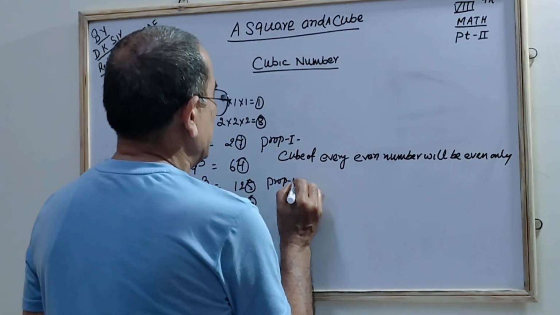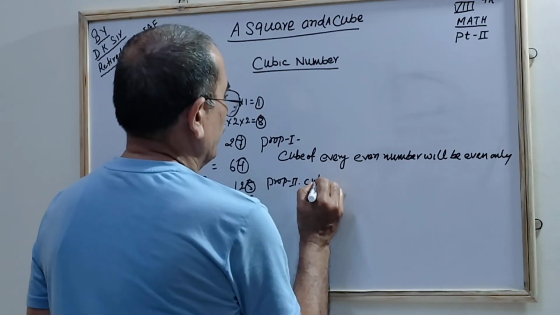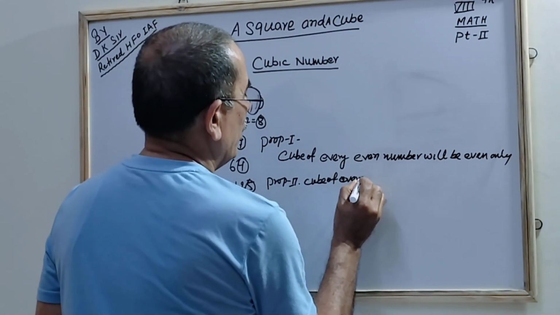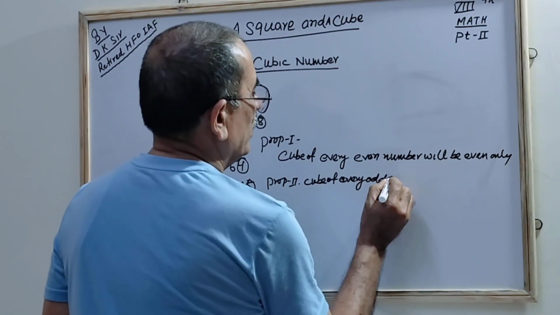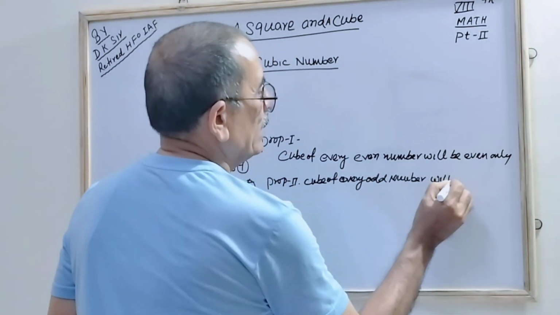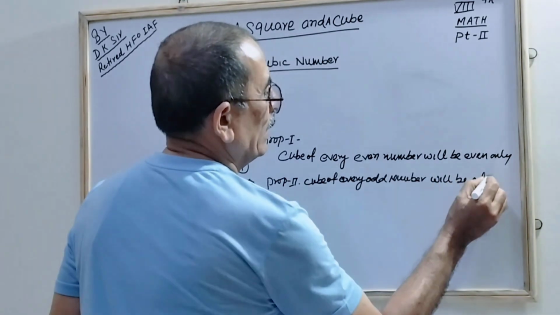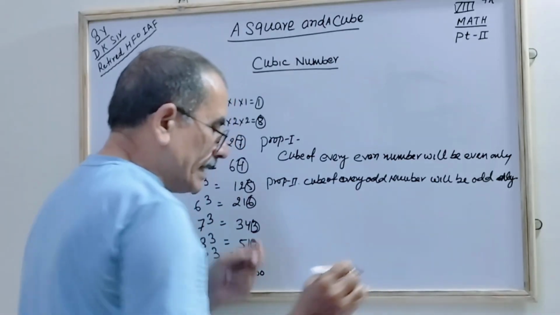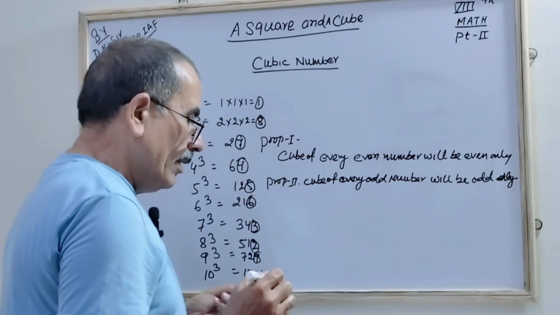The second property says that the cube of every odd number will be odd only. Correct? So two rules, or two properties, we have seen.